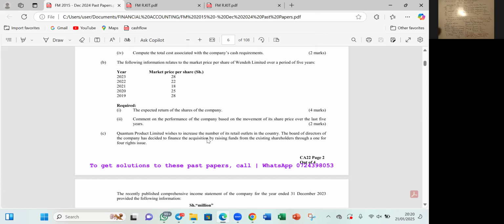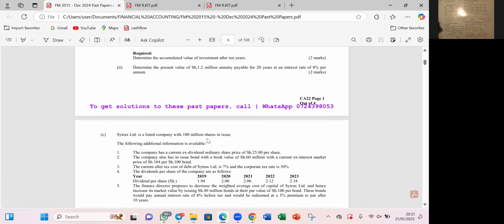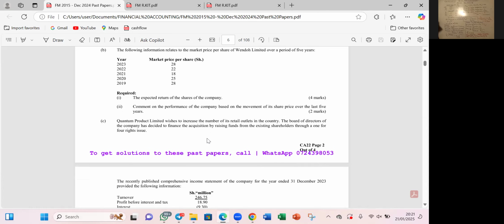August 2024, question number 3B. Someone read for us. Okay, I'll read. The following information relates to the market price per share of Wentol Limited over a period of 5 years. Required: the expected return of the shares of the company, and comment on the performance of the company based on the movement in price over the last 5 years.